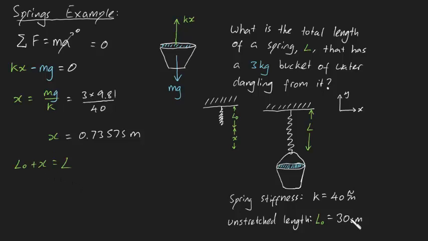And if you plug in the values, remember, this is 30 centimeters. In SI units, it's going to be 0.3 meters plus x, which is 0.73575, and that's going to be equal to 1.04 approximately, right? So this is going to be equal to L. So we've proven that the total length of your spring is about, and I've rounded it to this number of decimal places, 1.04 meters. This is the length of your spring when there's a 3 kilogram bucket of water dangling from it.